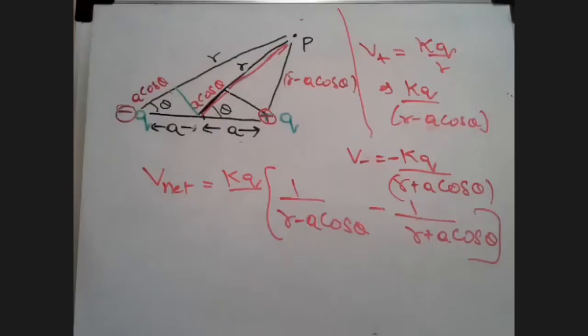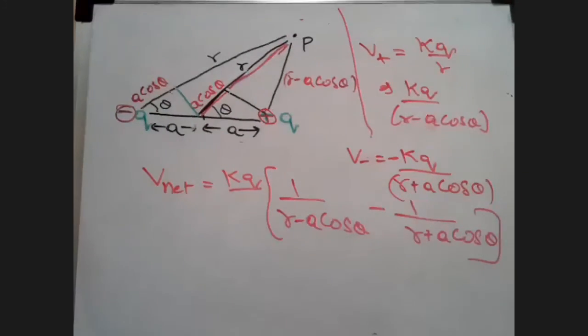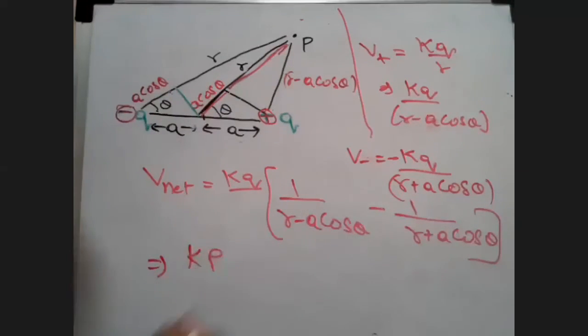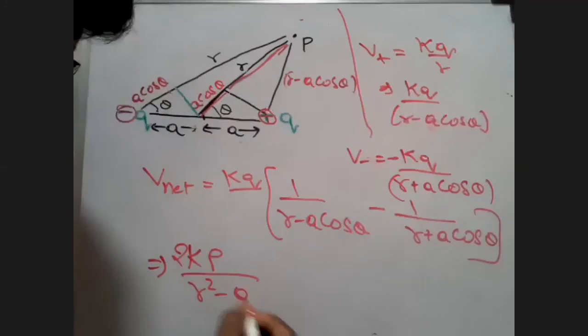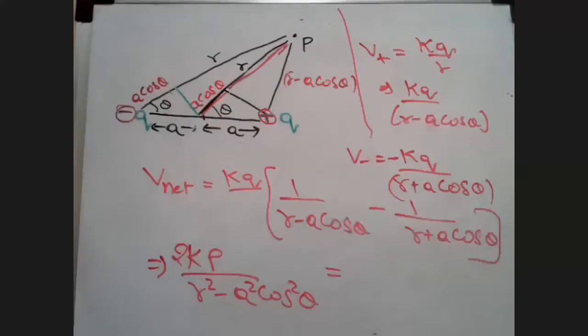Now take this. You can see it is of the form A minus B, A plus B. 2KQ A cos theta upon R square minus A square cos square theta. So I can write Kp upon, what you said? 2 Kp upon R square minus A square cos square theta. And what is P?